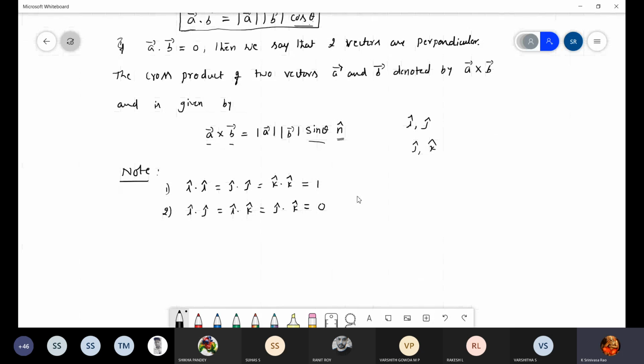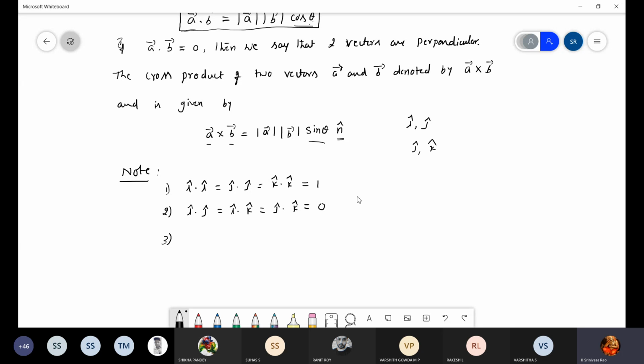Coming to the cross product now. This is a very important note, because while solving problems, whenever i dot i comes, you have to consider it as 1. Whenever i dot j comes, we consider it as 0. Like vectors give 1, unlike vectors give 0 in the dot product.